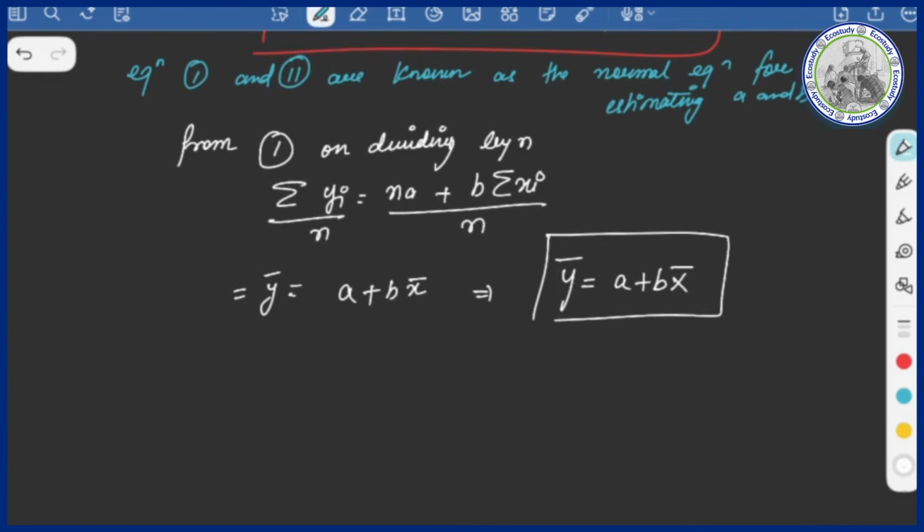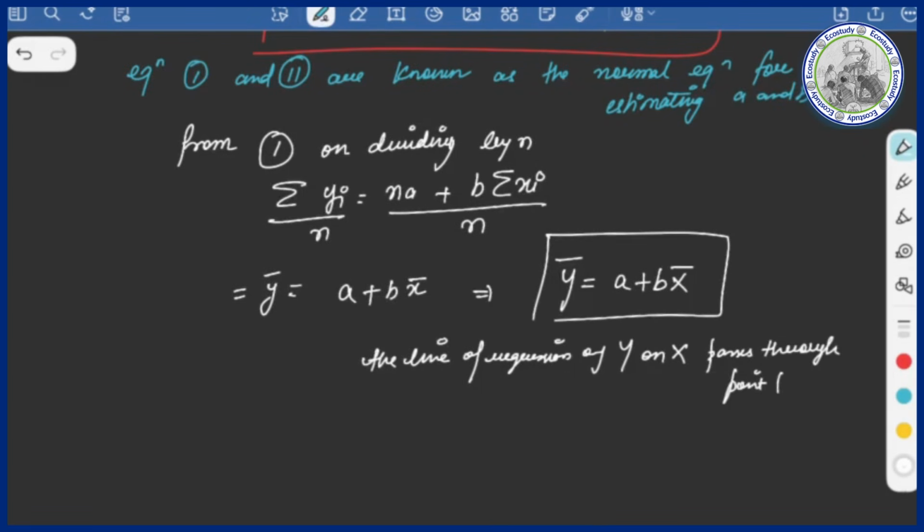Okay, what does it mean? So this is the line of regression of y on x. See, y on x passes through the point x bar, y bar. So this equation passes through the point x bar and y bar.